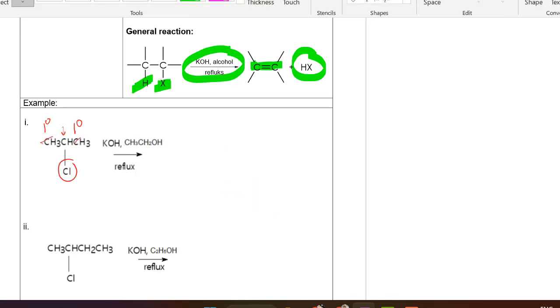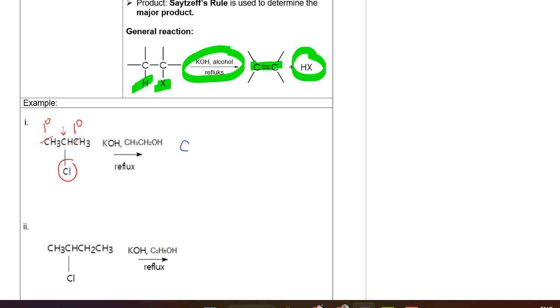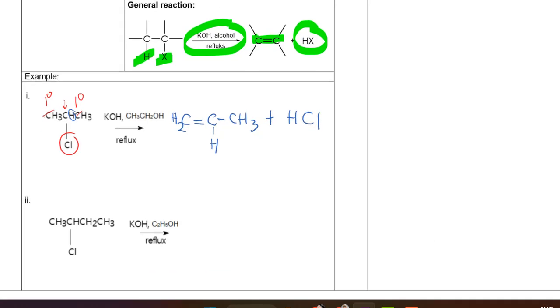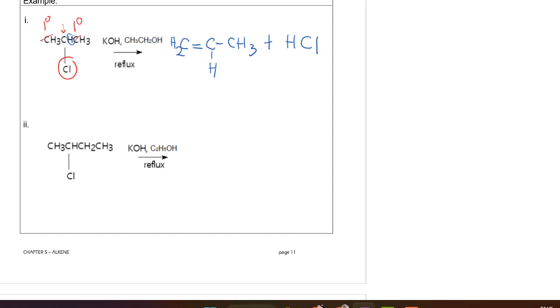Okay, so HCl is the byproduct. So CH2 double bond C, CH3. Okay, so there is one hydrogen here, plus HCl. Okay, again, we find the carbon attached to Cl. So this is the carbon. There are two carbons attached to it, a primary and a secondary carbon. So removing hydrogen from the secondary carbon will produce the major product.